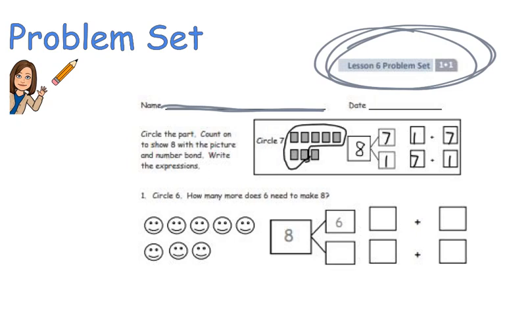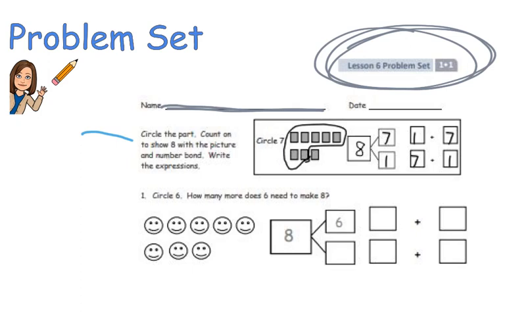Okie dokie. So let's read the directions first. Circle the part. Okay. Count on to show 8. So it's telling us that the total is 8. Count on to show 8 with the picture, okay, and number bond. Write the expressions.